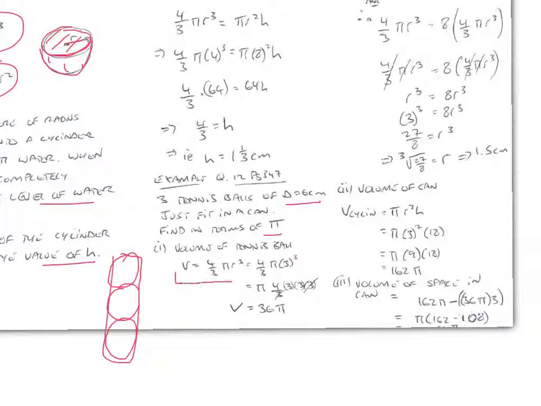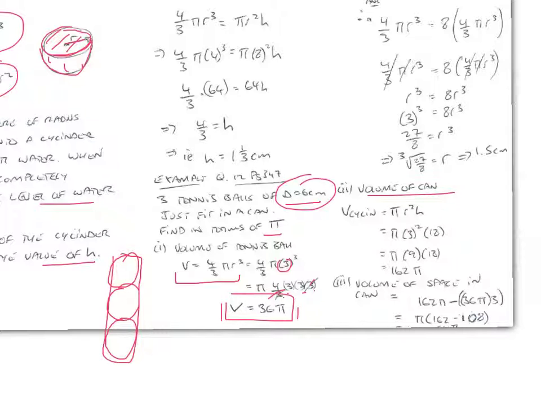Well, the volume of a sphere is 4 over 3 pi r cubed. The diameter is 6 for the ball, so its radius must be 3. So you just plug in your 3 cubed, 4 over 3. One of those will cancel. So you have the volume of the ball is 36 pi.